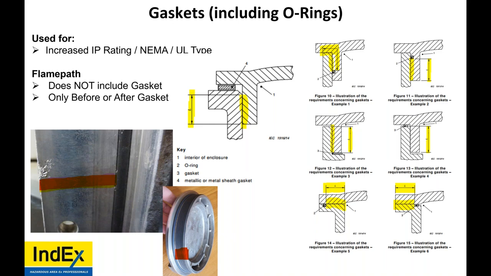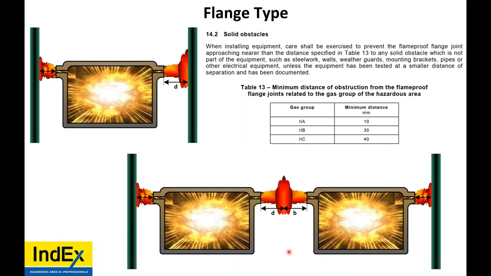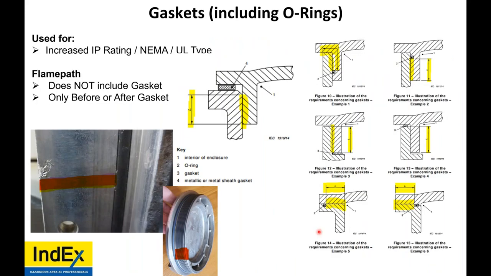Now, when somebody mentioned having a box between these two devices, we're talking about two independent EXD devices, not ones that are interconnected, okay? So be aware that the gasket is not the flame path. It is not part of the consideration of the distance for the flame path. It is for increased ingress protection.